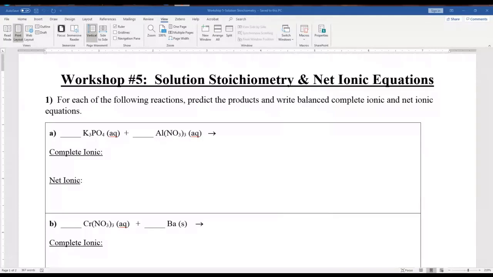Okay, so let's write a balanced chemical reaction for the first question. And then in the second step, let's write a total ionic equation. And then in the third step, the Net-Ionic equation. Ethan, I'm going to hand the baton to you.